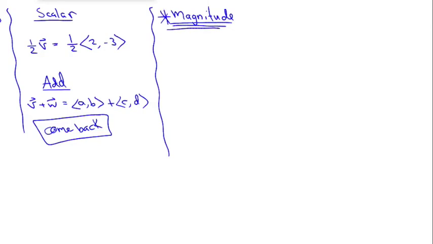Magnitude. Remember at the beginning, our definition of a vector is direction and magnitude. So let's just talk about magnitude itself. All right, so if vector v is 2, negative 3, and the picture is this, how do I find its magnitude?